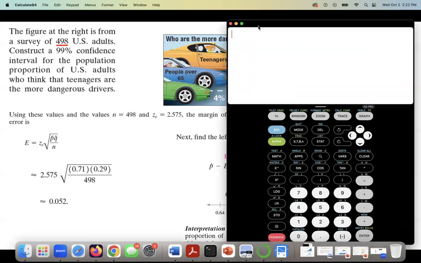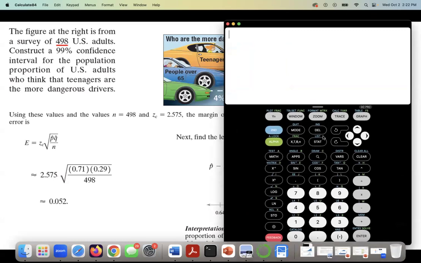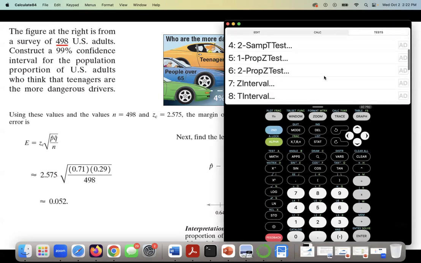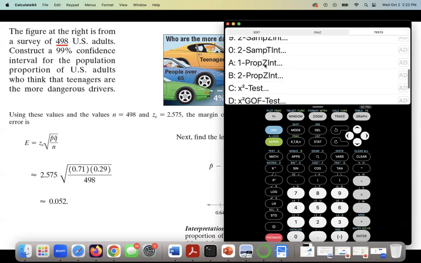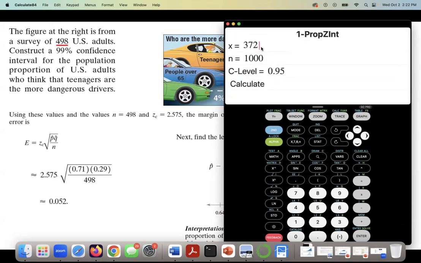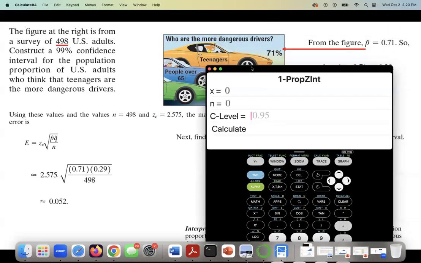So take a look. When I use my calculator for a confidence interval, I'm clicking on stat, clicking on tests, and I need to go further down to find one proportion Z test. When I click on that, let me erase the previous information entered here. This says you need to have your X, your N, your confidence level. Well, I don't know what X is. I only know p hat.